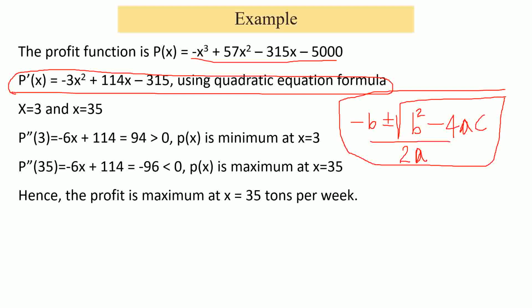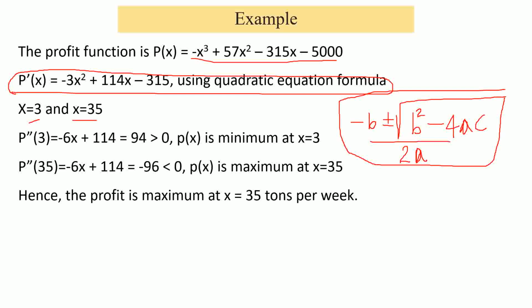So using this quadratic formula, we get x equals 3 and x equals 35. These are the critical values. The second step is to find out whether these values are maximum or minimum. To find that, we take the second derivative. When we differentiate for the second time, we get minus 6x plus 140.